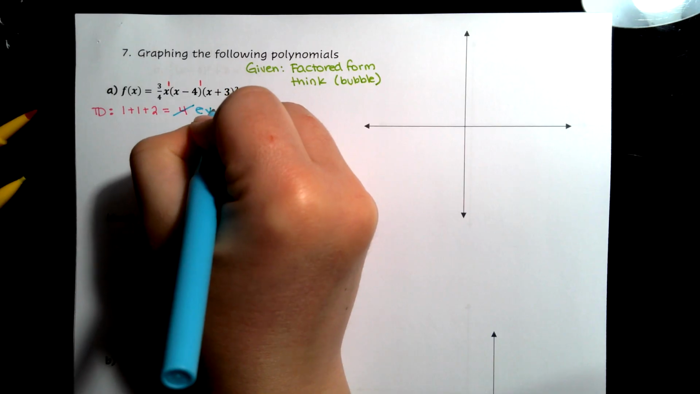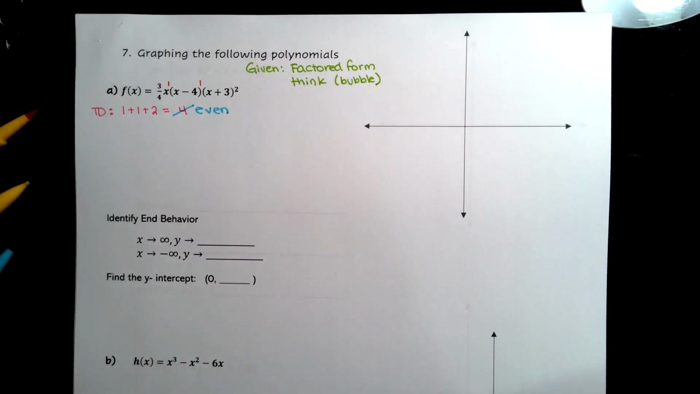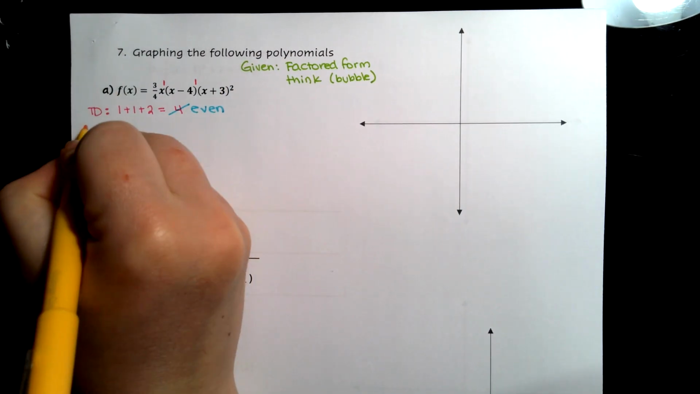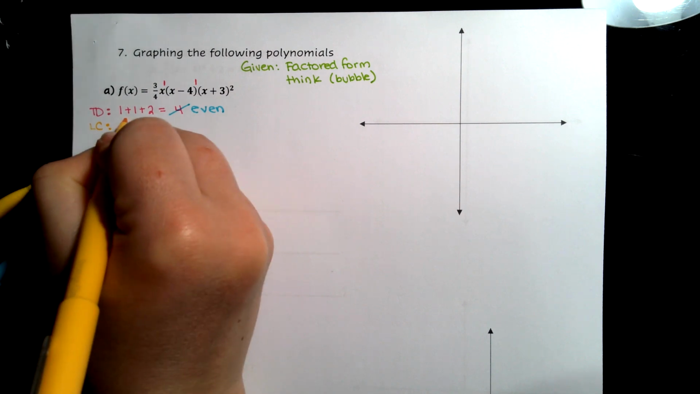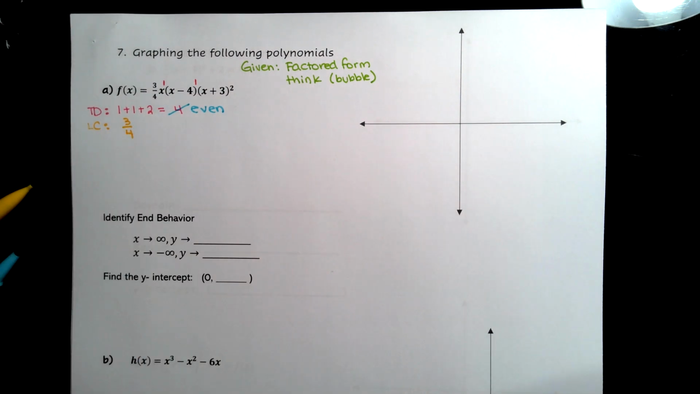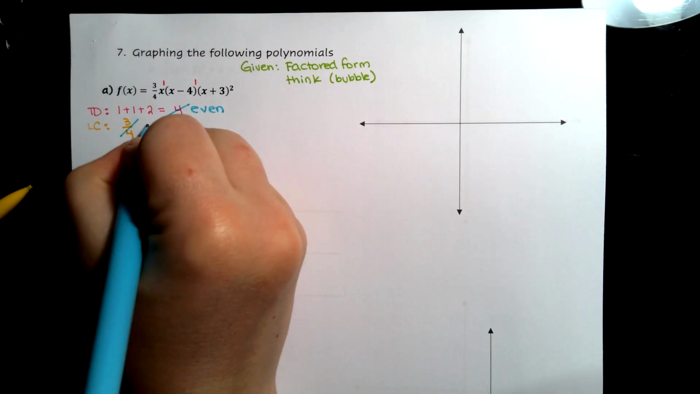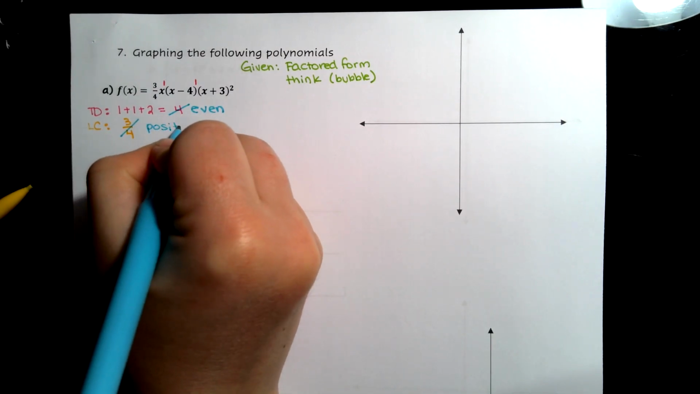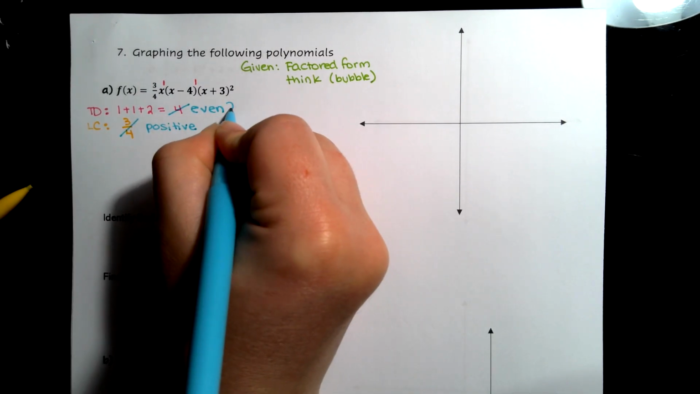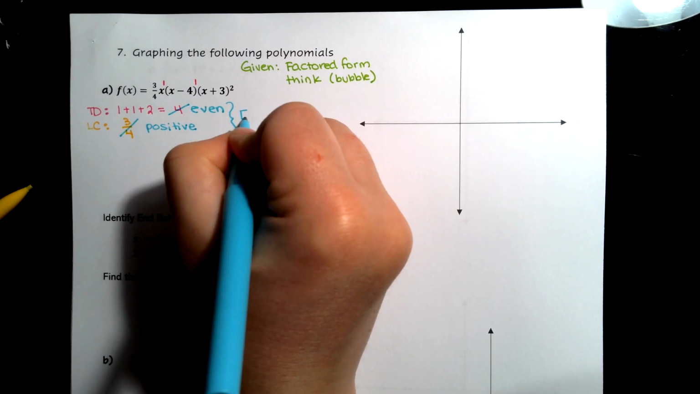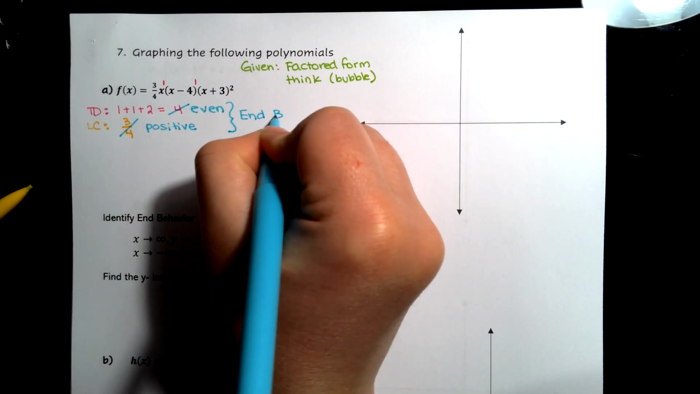This is even. Next, I'm going to take a look at my leading coefficient. And my leading coefficient is 3/4. And again, I'm going to cross that out because I don't care that it's 3/4. What we care about is if it's positive or negative. Combined, this is going to give you your end behavior.